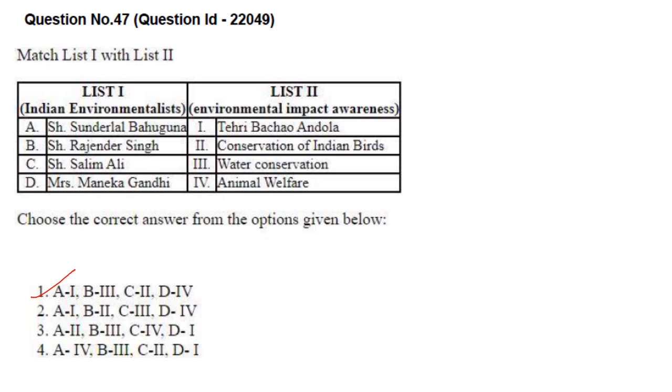Then next one. Indian environmentalist with environmental impact awareness. So Sundarlal Bahuguna: Tehri Bachao Andolan, A1. Sri Rajendra Singh: B, water conservation. Salim Ali is for conservation of Indian birds, and Mrs. Menaka Gandhi is for animal welfare. This was a very easy match the following. So the answer here is option 1, A1, B3, C2, D4.